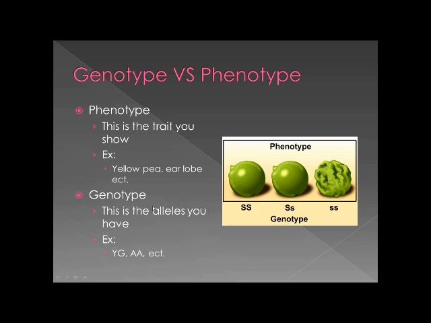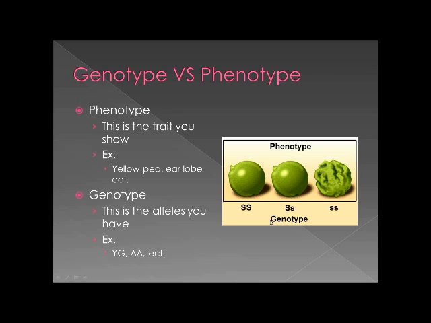The genotype is just telling you what alleles you have. So a big S is your genotype. A big S, little s is your genotype. Your genotype tells you what your phenotype is going to be, and it's one of those situations where you can't always tell what the genotype is going to be from the phenotype.